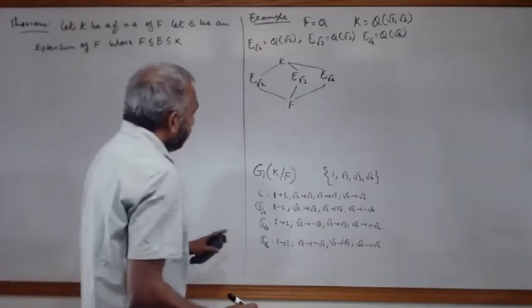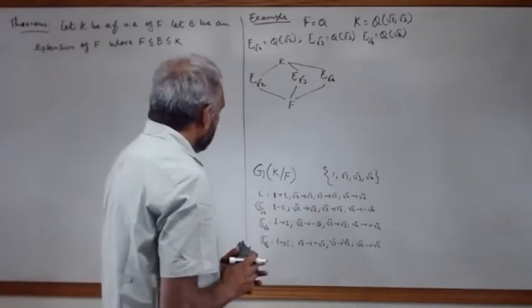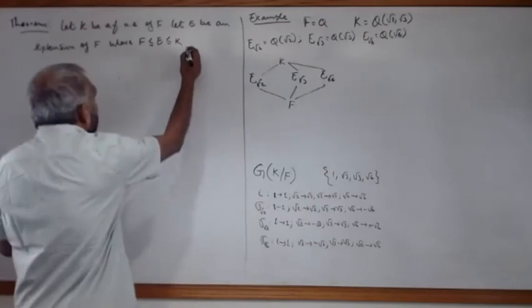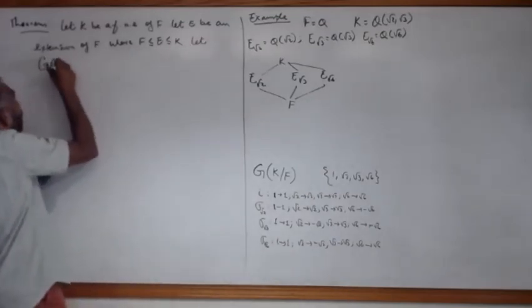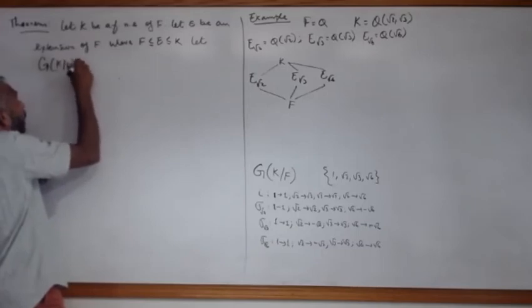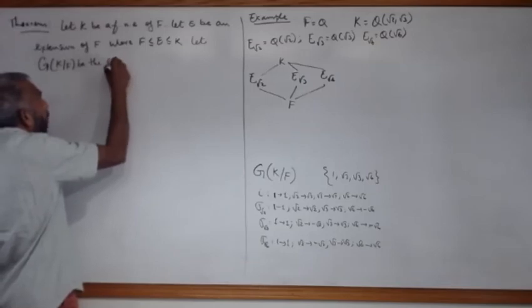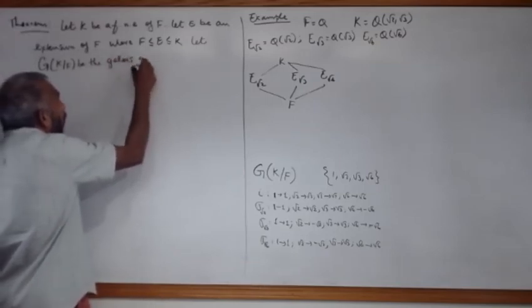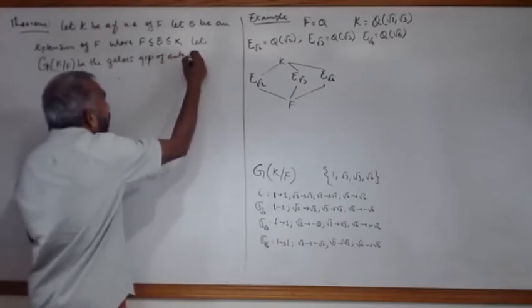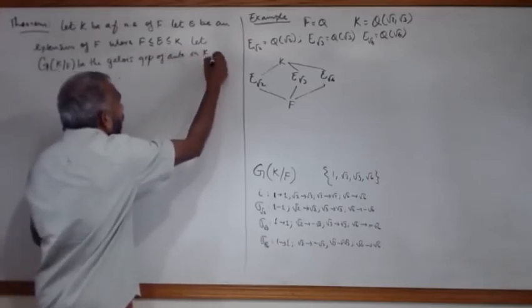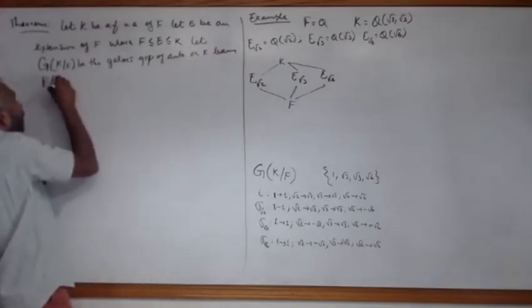So we'll write it like this. Let G of K over F be the Galois group of automorphisms on K leaving F fixed.